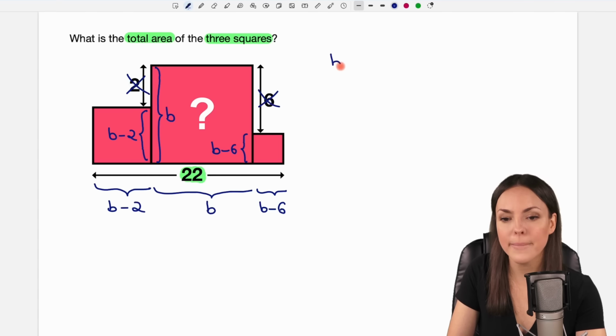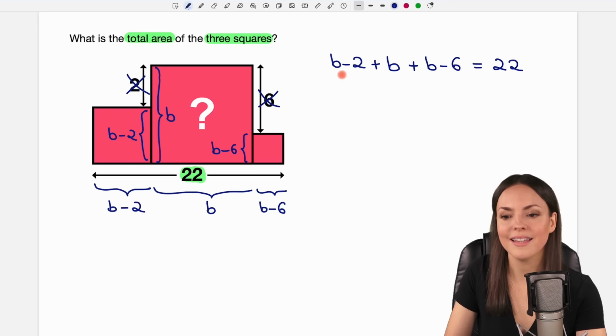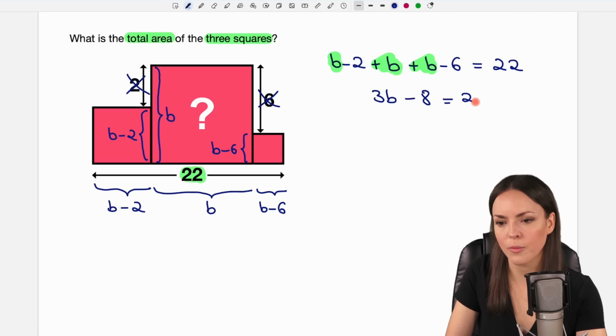So if I take my B minus 2 and add it to my B, and add this to this length, to B minus 6, I get 22 in total. And this is an equation we can solve for our B. We have B plus B plus B. So we have 3B here, then negative 2 minus 6 equals negative 8, and on the other side we have the 22. To solve for B, we get rid of the negative 8 here, so we add 8 on both sides of the equation. So we have our 3B here. This cancels out. On the other side, we have 22 plus 8 equals 30.